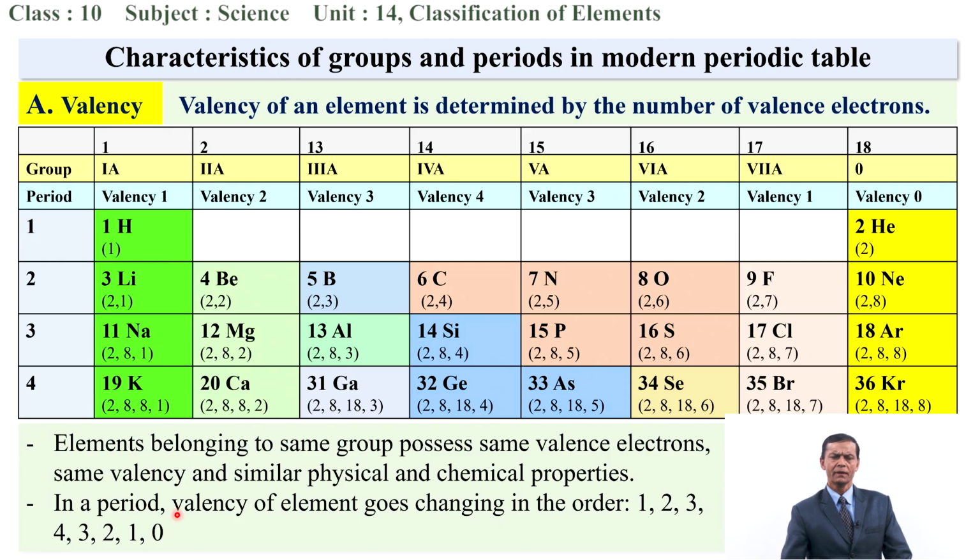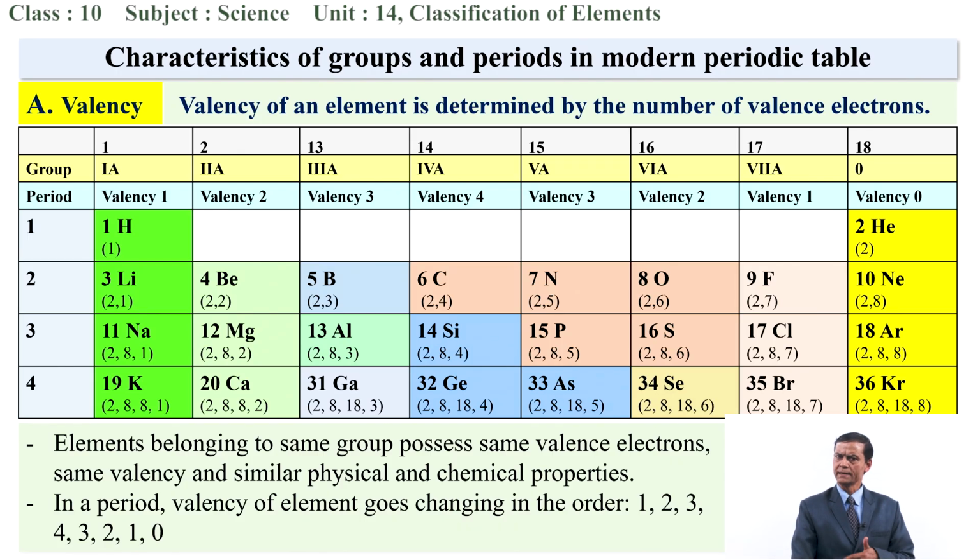So, in a period, the valency of the elements goes on changing in the order, look at it: 1, 2, 3, 4, 3, 2, 1, 0. Remember this. Is it clear? Yes, these are the properties of group and period in the modern periodic table. Isn't it? The valency of an element remains the same in a particular group, but the valency of an element goes on changing from left to right in a period.